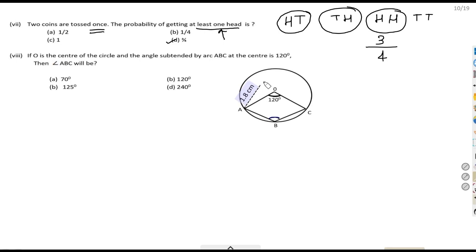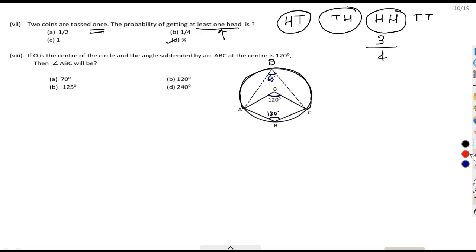meet this arc at any point at the circumference. Then if this is 120, then this angle will be 60 degrees, because the angle subtended at the circumference is half the angle subtended at the center. This angle is subtended by this major arc. Now A, B, C and D is a cyclic quadrilateral and opposite angles of a cyclic quadrilateral are supplementary. Then if it is 60, then this will be 180 minus 60, which means 120 degrees.